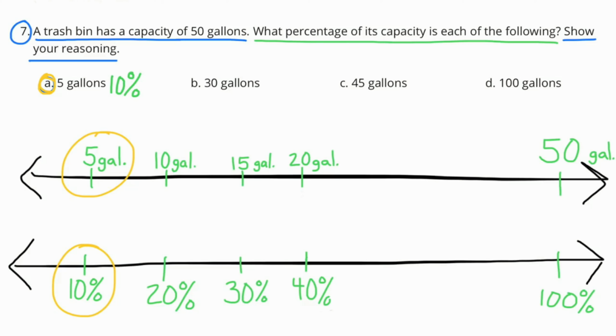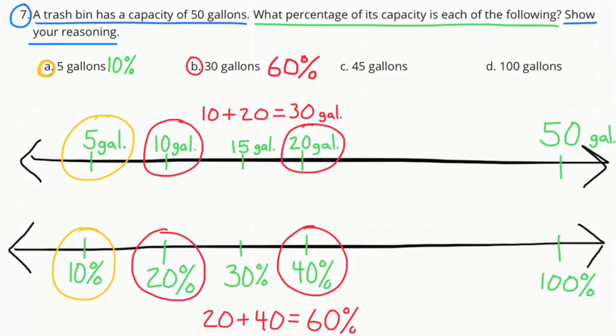Number 7. A trash bin has a capacity of 50 gallons. What percentage of its capacity is each of the following? Show your reasoning. A. 5 gallons is 10% the capacity of a 50-gallon trash bin. I used this double number line to help me figure this out. 100% capacity represents 50 gallons, and 10% capacity represents 5 gallons. So A, 5 gallons, is 10% of the capacity of a 50-gallon trash bin.